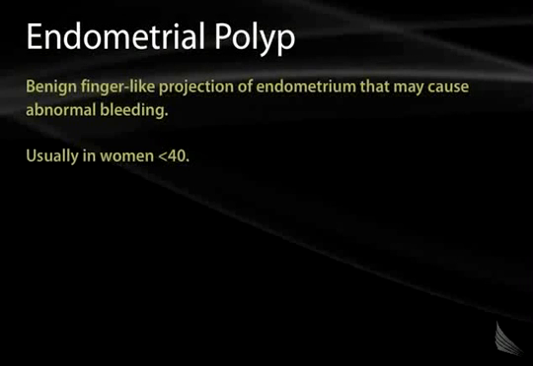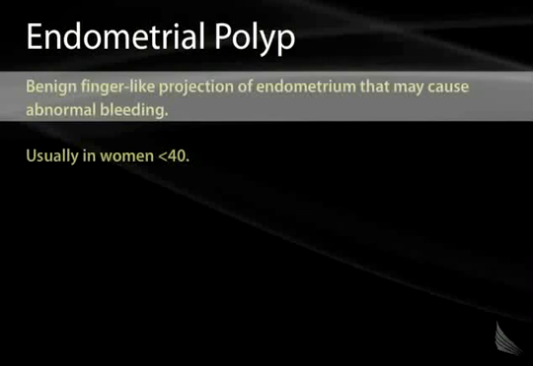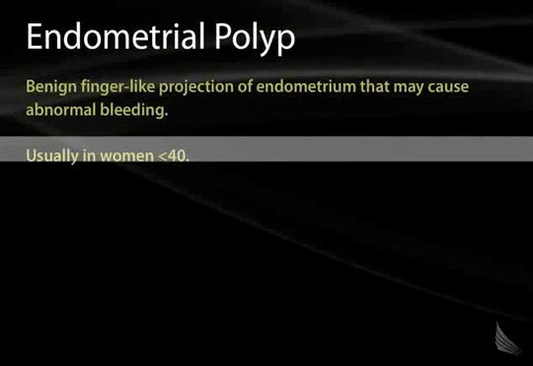In terms of structural abnormalities that can lead to dysfunctional uterine bleeding, endometrial polyps are a common cause. This is simply a benign finger-like projection of endometrium that can cause abnormal bleeding, usually seen in women under the age of 40.